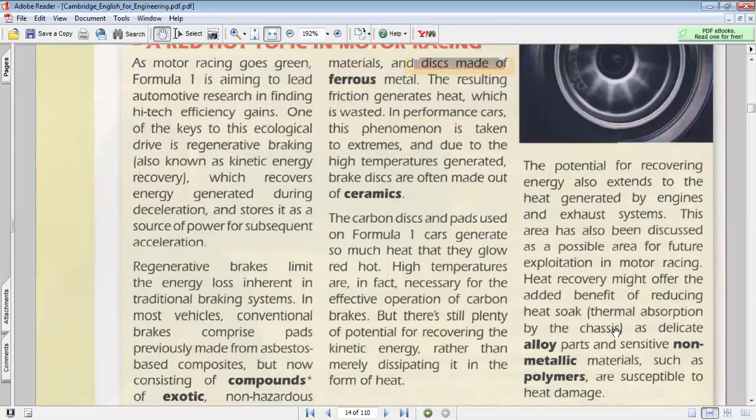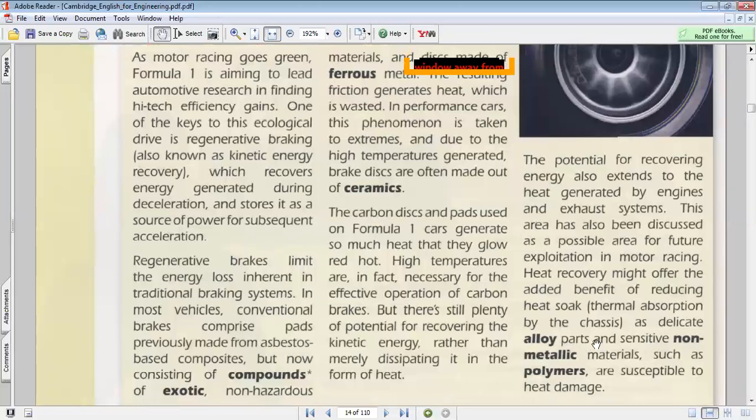By the chassis, the body of the car, delicate alloy parts and sensitive non-metallic materials, such as polymers, are susceptible to heat damage.